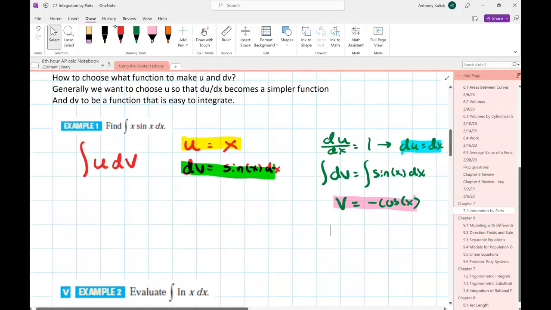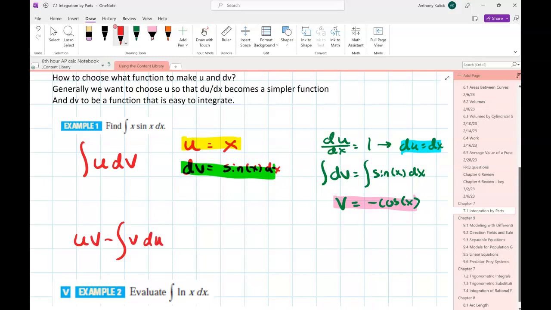Okay. So if I put this together, this should be u times v minus the integral of v du. So u is x, v is negative cosine x, and we have the integral of v, which is negative cosine x, du, which is dx.